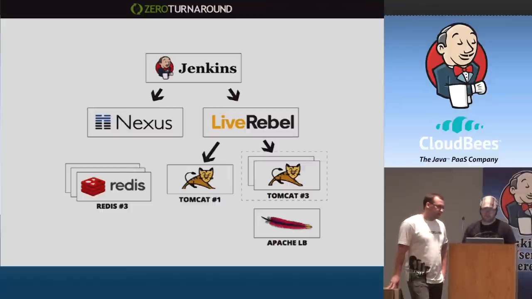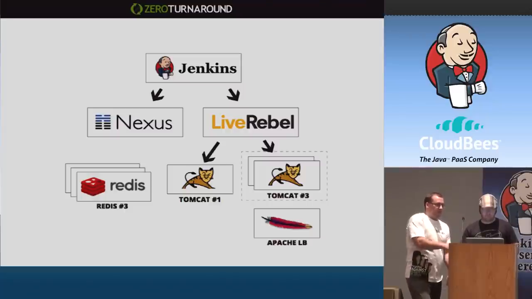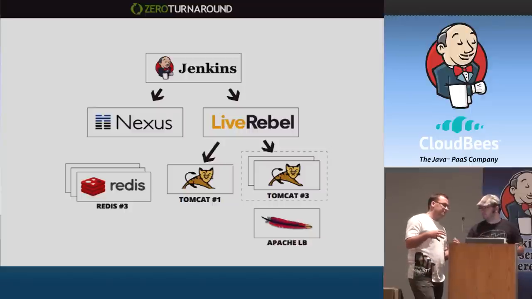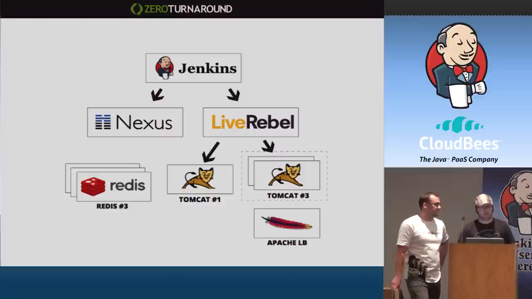So the high level view of the environment we are using is that Jenkins orchestrates all the workflow, and it talks to Nexus and LiveRebel, which in turn talks to Tomcat to deploy the application. And the final, so-called production environment consists of two Tomcats, which are behind the load balancer. As I mentioned previously, here Jenkins is orchestrating, Nexus holds the artifacts, LiveRebel does the deployment.